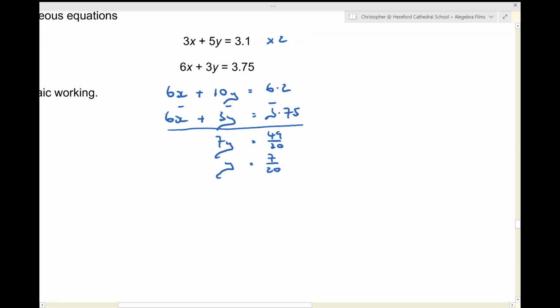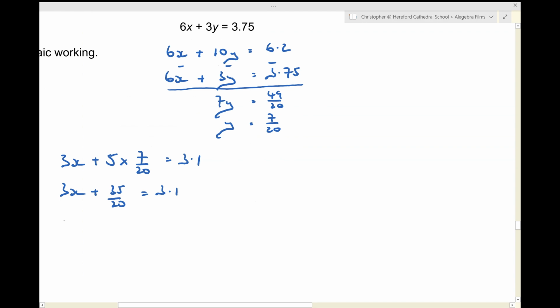Right, let's substitute that into this equation here. 3x plus 5y, so 5 times 7 over 20 equals 3.1. So that's 3x plus 35 over 20 equals 3.1. 3.1 minus 35 over 20 gives me 3x equals 27 over 20. On my calculator, divide by 3, x is 9 over 20.